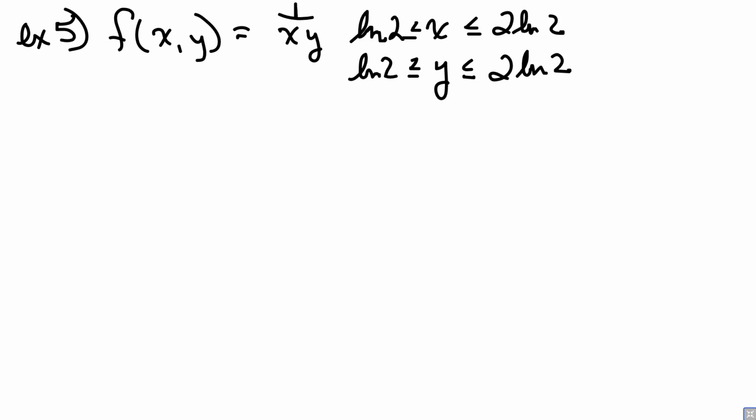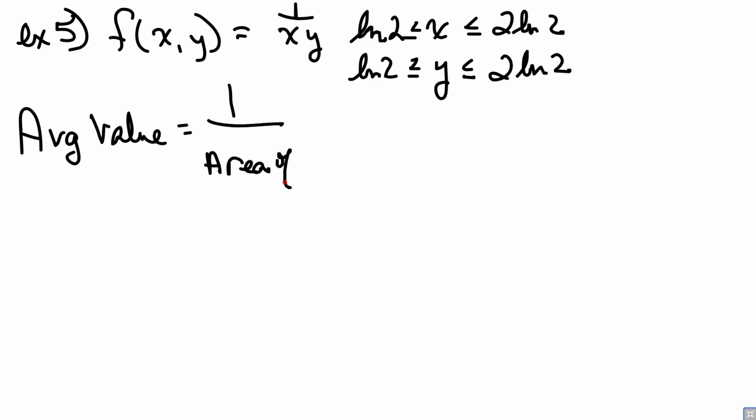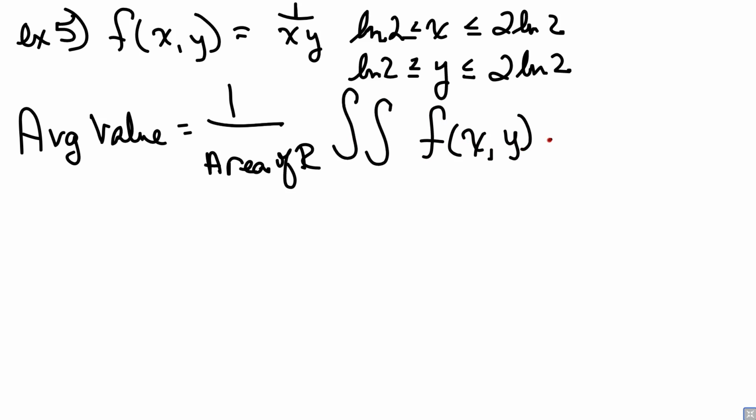Okay. So for the average value, we're going to do 1 over the area of the region times the double integral of f of xy over that region. Okay, so the first thing I'm going to do is to find the area of the region.